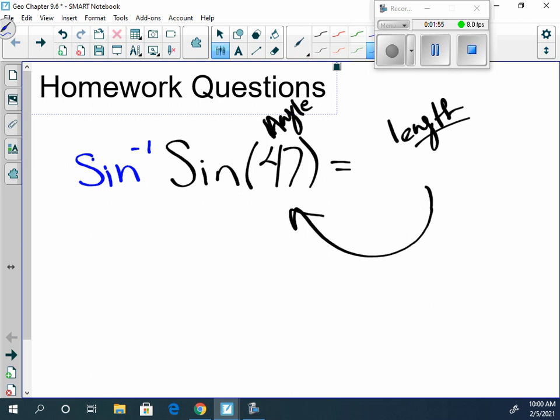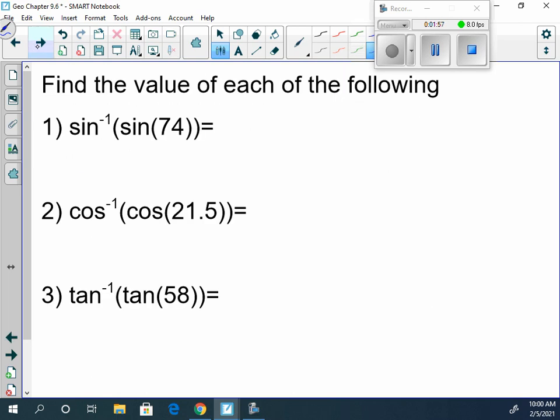Now, these are kind of the first four that you have. Try typing sine inverse of sine of 74. So to get sine inverse, we have to hit second sine, and then we can hit sine of 74. And type that in the calculator, see what you get. 74. It's almost like sine inverse and sine kind of undid each other, yes?